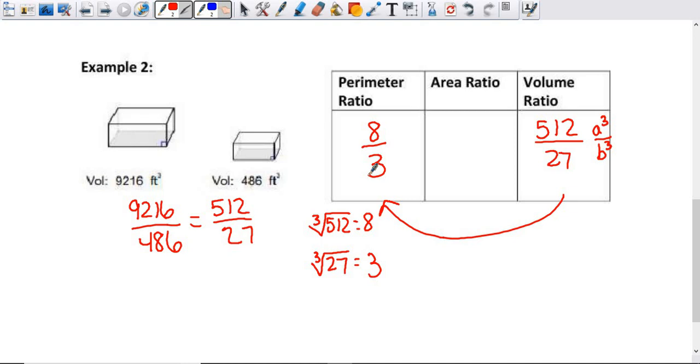Then it makes it very easy to then go ahead and square those both to get our area ratio, which 8 squared is 64 and 3 squared is 9. So then we have all of our ratios, and we can use proportions to set up some example problems.